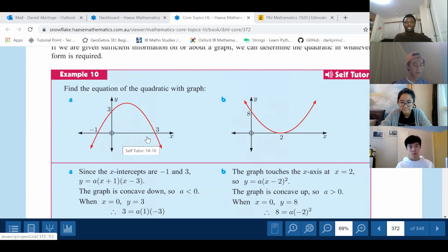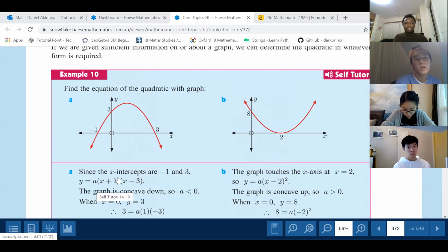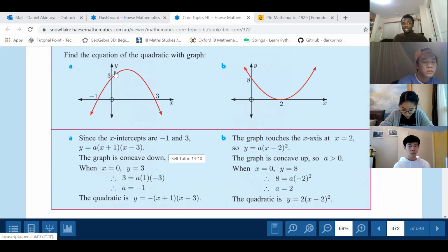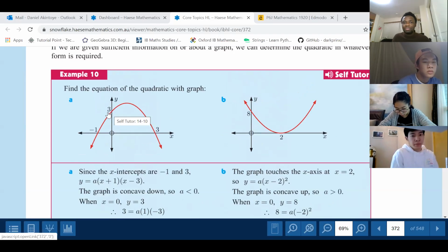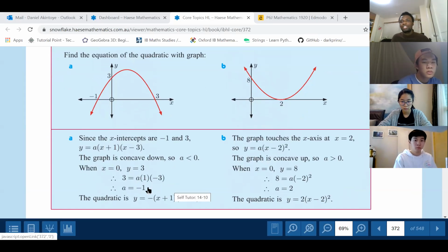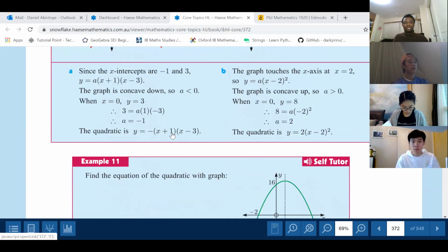If you have two intercepts, definitely it's going to be in factorized form like this. Where if this is -1, there will be +1 in the bracket. If this is 3, there will be -3 in the bracket. And A is negative, but we don't know what A is because the graph is going to be in this form. Also, when x is equal to 0, your y is 3. Can you see that? When x is equal to 0, your y is 3. So if you substitute, you discover that A is -1. All you have to get is the value of A because you already know what the others are. And this gives the equation of the graph.